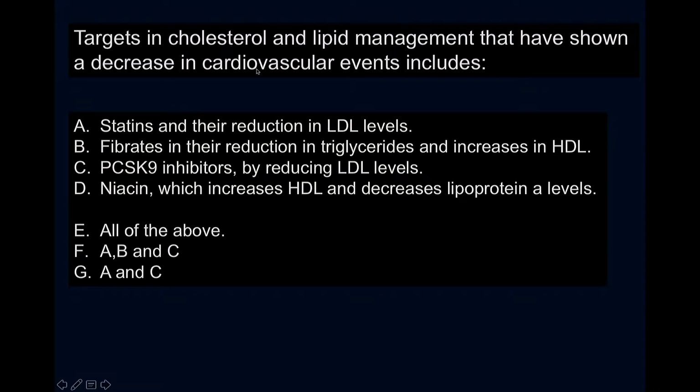And so here's another question. Targets in cholesterol and lipid management that have shown decreased cardiovascular events include: A, statins, the reduction of LDL level; B, fibrates, and reducing triglycerides, increasing HDL; C, PCSK9 inhibitors that reduce LDL; and niacin, which increases HDL and decreases lipoprotein A levels. So one could go with all of these, A, B, and C, or just A and C, and the correct answer here would be A, B, and C.